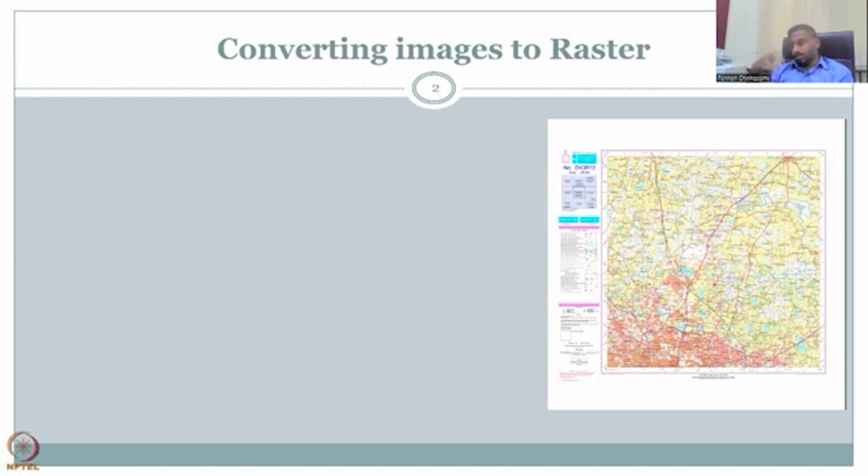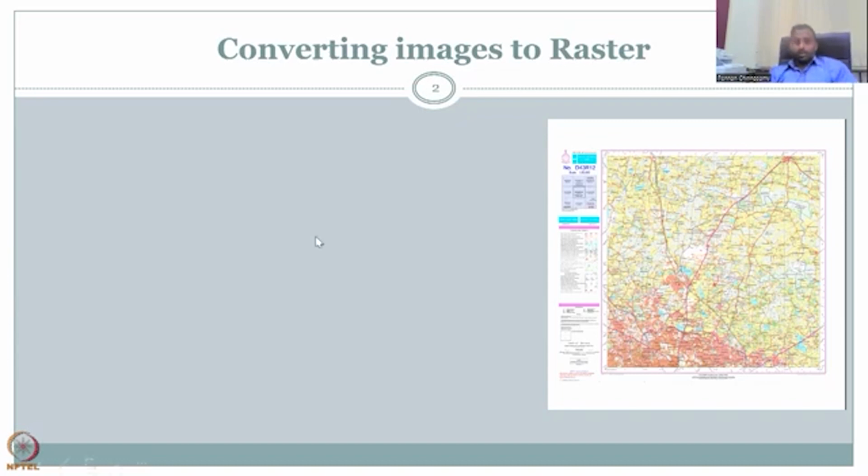Otherwise, I'll show you an example in the QGIS hands-on when we do this. I can open my own image in GIS. It will open directly, but it will not have a geospatial location. So it will float. But where can it float? It has to be anchored to a particular location. And that is what we will look at in this lecture.